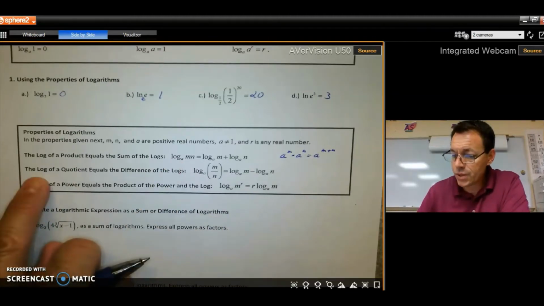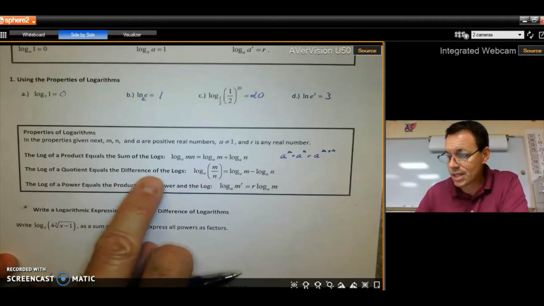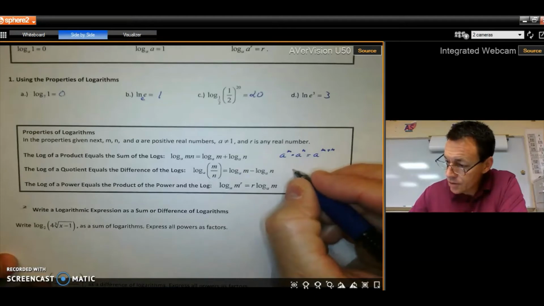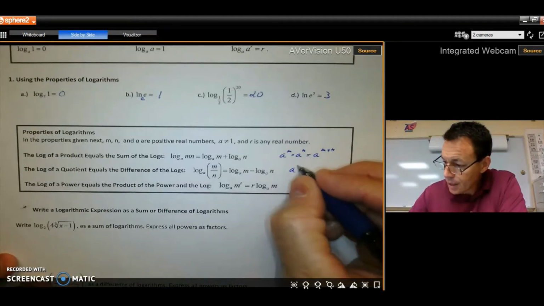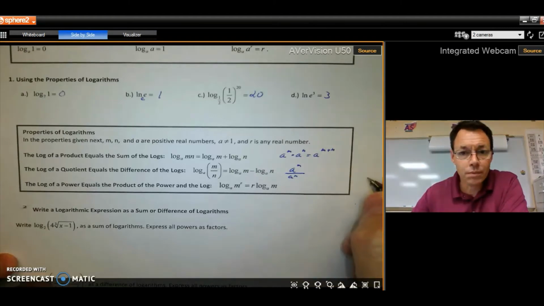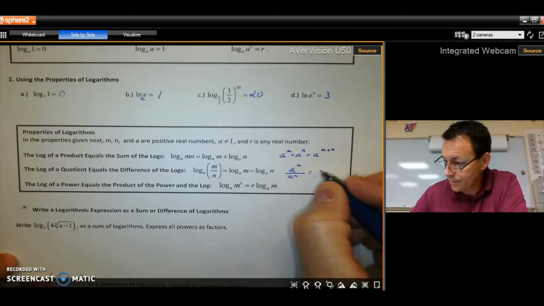The next one says the log of a quotient, so you have a division problem, equals the difference of the logs. Again, this goes back to a to the m divided by a to the n. If you are dividing two variables, you subtract the exponents. You take m minus n, and that's your answer.